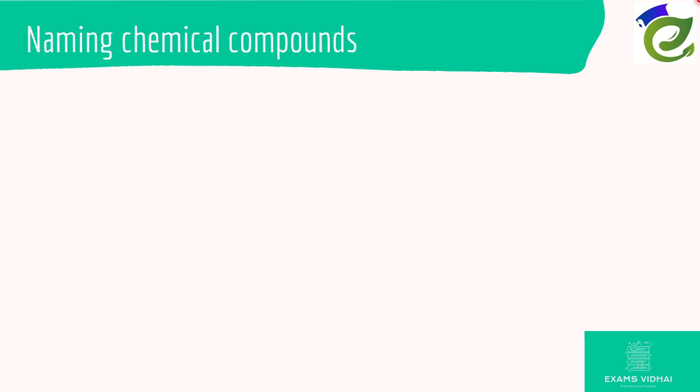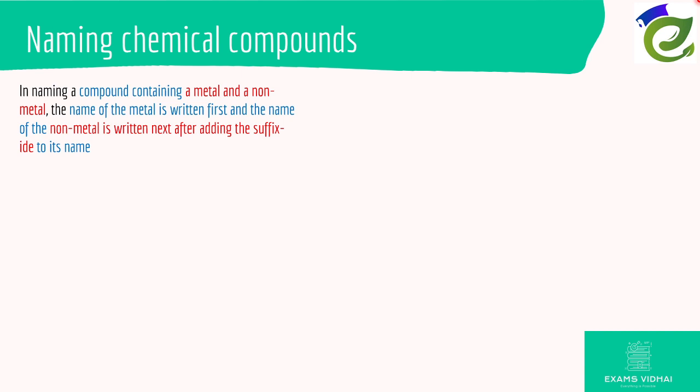Now for naming the chemical compounds. When the compound has a metal and a non-metal, the metal name is written first and the non-metal name follows, adding the suffix "ide" to it. So I have the metal sodium and the non-metal chlorine, and chlorine plus ide is chloride. So you have sodium chloride. Similarly for silver bromide, Ag is silver and Br is bromine, and bromine plus ide is bromide.